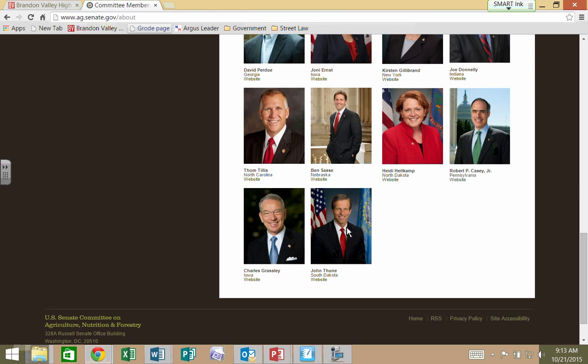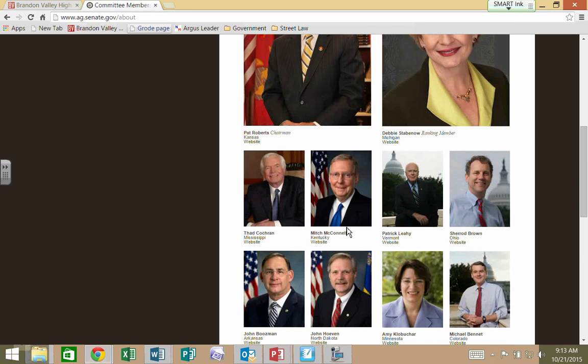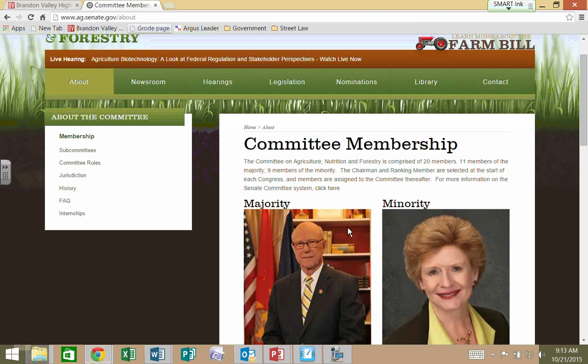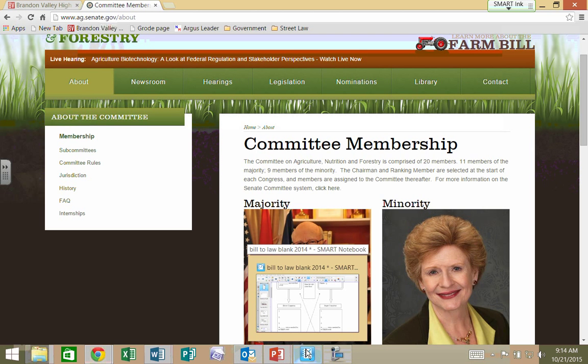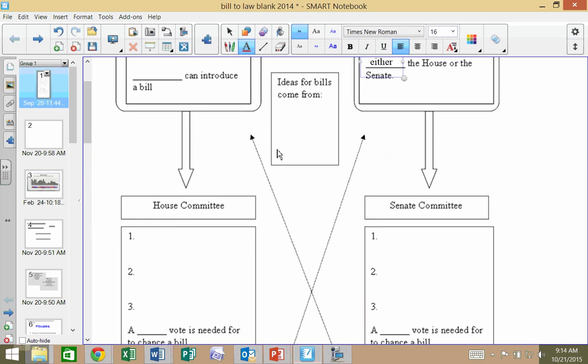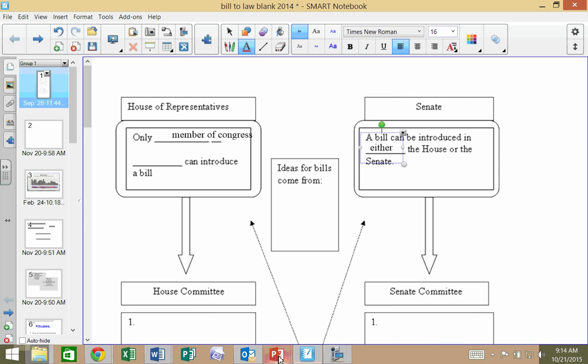Okay, John Thune from South Dakota is on the Agricultural Committee. That's important for us because we deal with a lot of bills, a lot of agriculture in our state. So we would like our members of the Senate or our member of the House to be on agricultural committees, because any bill that deals with agriculture is going to be dealt with in those particular committees.